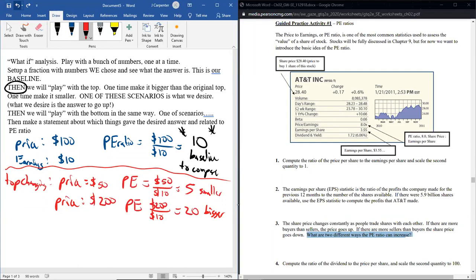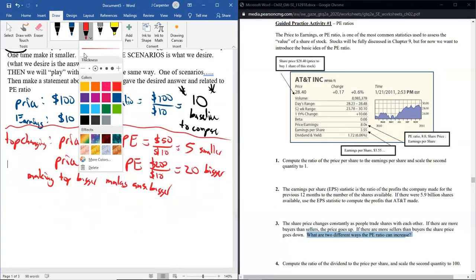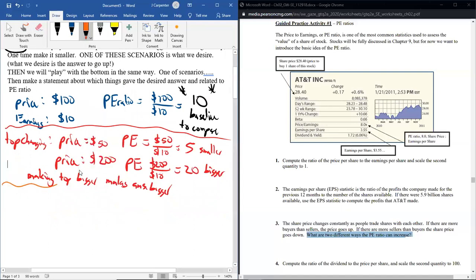So this is one of the scenarios. Making the top number bigger made the answer bigger. Making the top bigger makes the answer bigger. That's the conclusion for the top. Now let's do the bottom. So for the bottom changing, now we're not changing the price anymore, we're changing the earnings.